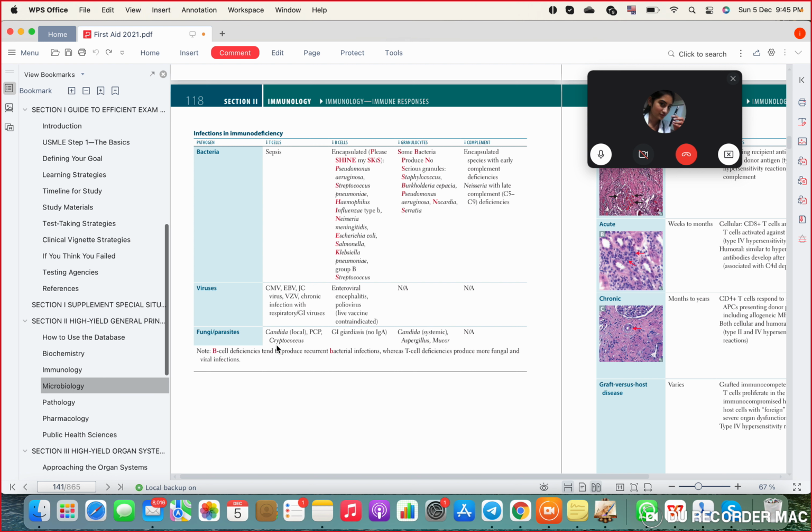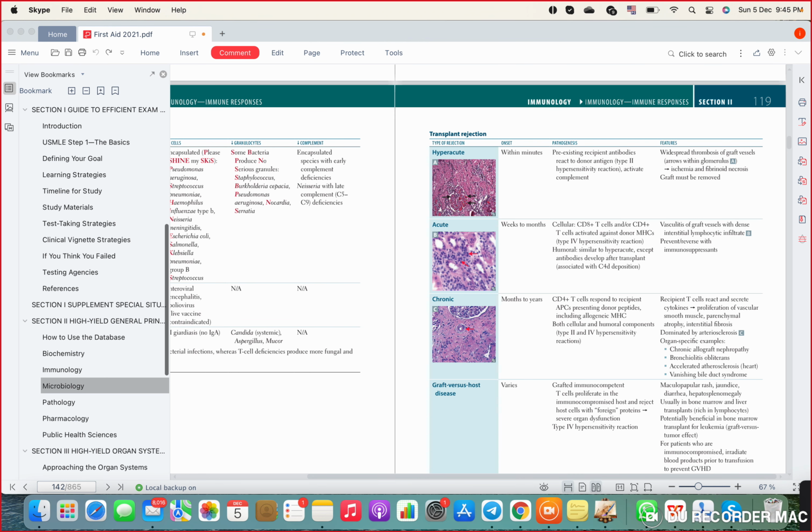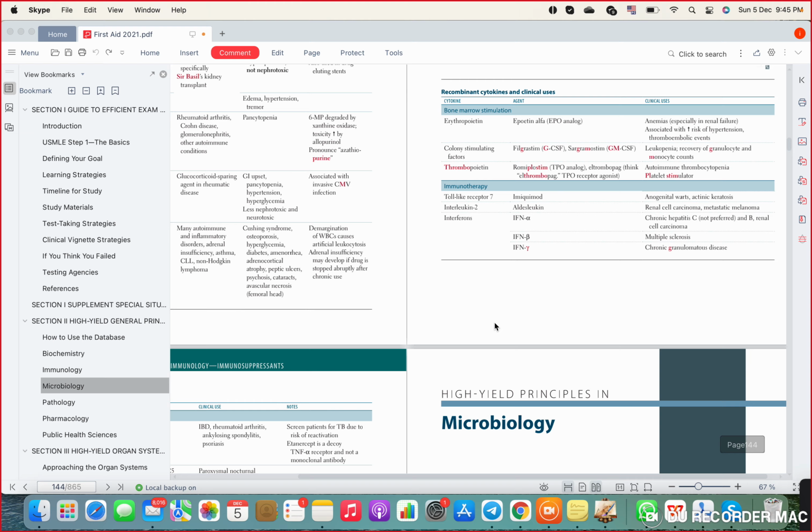The last thing is complement deficiency. What can it lead to? What can lead to a complement deficiency? Neisseria infections, if it was C5 to C9. What about early complement deficiency? Early is SLE or recurrent pyogenic bacterial infection. Yes, excellent. You got it this time. Good. So let's speak about transplant rejection.